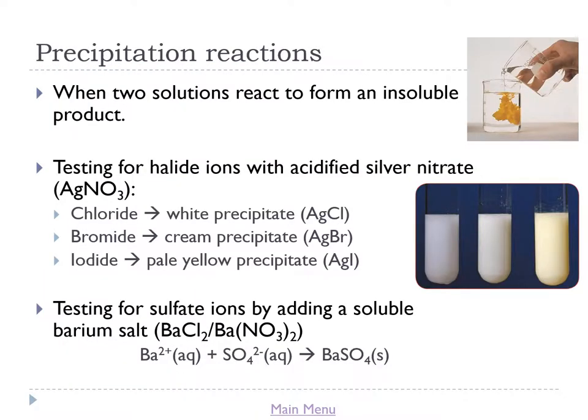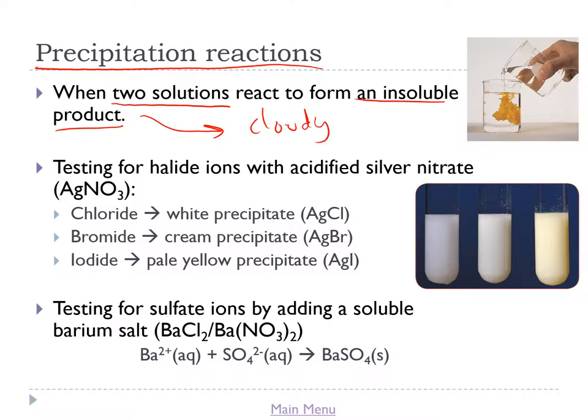A common type of reaction used in qualitative analysis is precipitation reactions. Now, these are reactions in which, when you mix two solutions, you form an insoluble product. And the main thing you'll see there is that it goes cloudy. Okay, and we've got an example here of a precipitate forming.